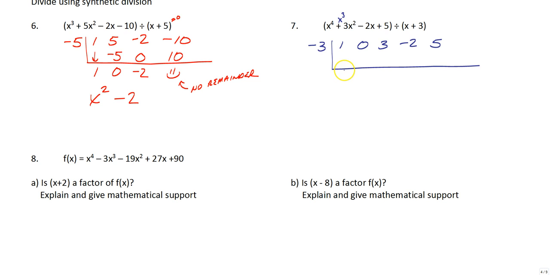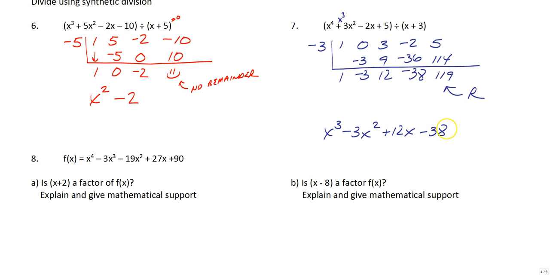And after you did all the work, we would just bring down the 1. And then, of course, we would have a negative 3, negative 3. That would give us a 9 and a 12. And that would give us a negative 36 and a negative 38. And a 114 and a 119. Now, that right there is your remainder. So to write our answer, it would be x cubed. Again, starting 1 below. So we have a minus 3x squared, plus 12x minus 38, plus our remainder over what we are dividing by, which is x plus 3.